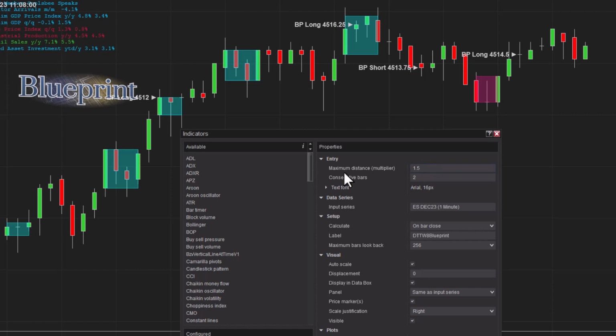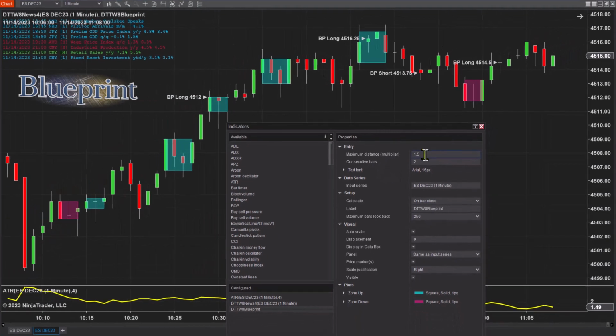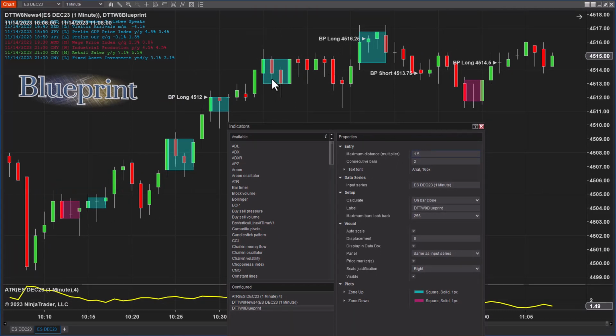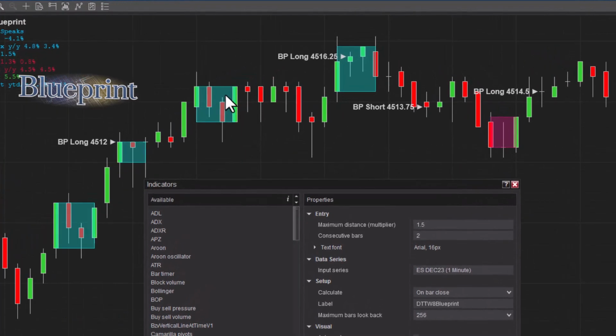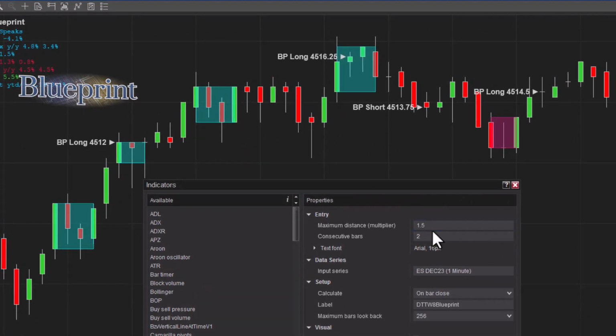So I have here the maximum distance multiplier as being 1.5 times. So if the market sees this shaded area, which is created by the Blueprint software, and then it moves away or breaks out, then it should give you a signal within 1.5 times the distance. So it's very simple. It's based off of price action.